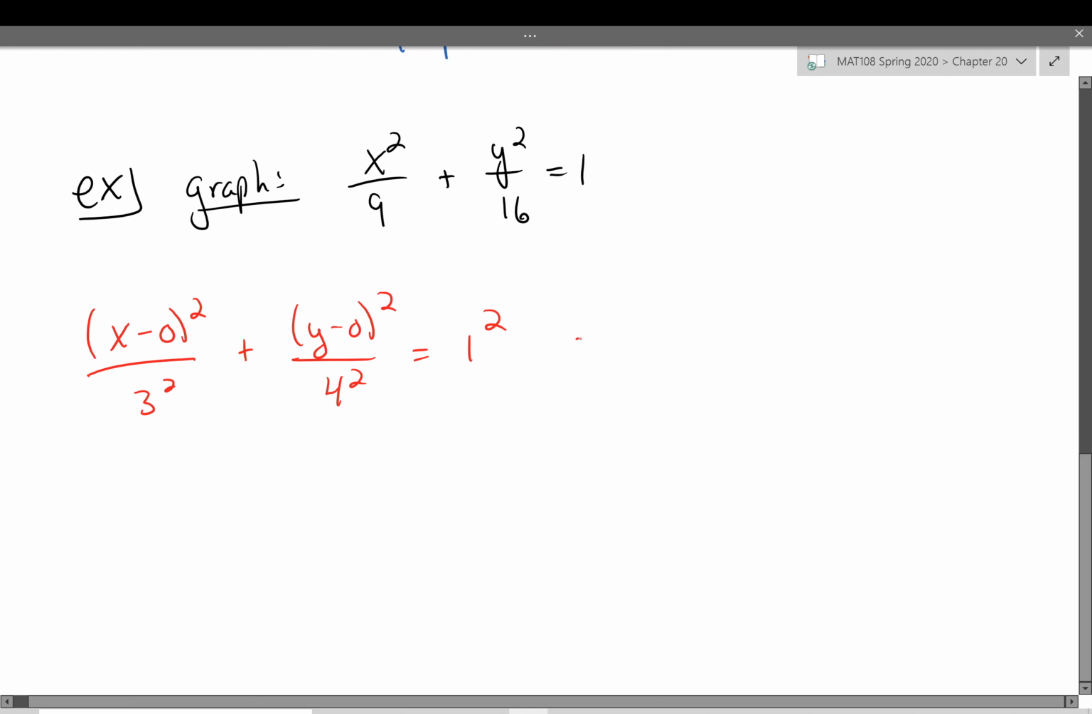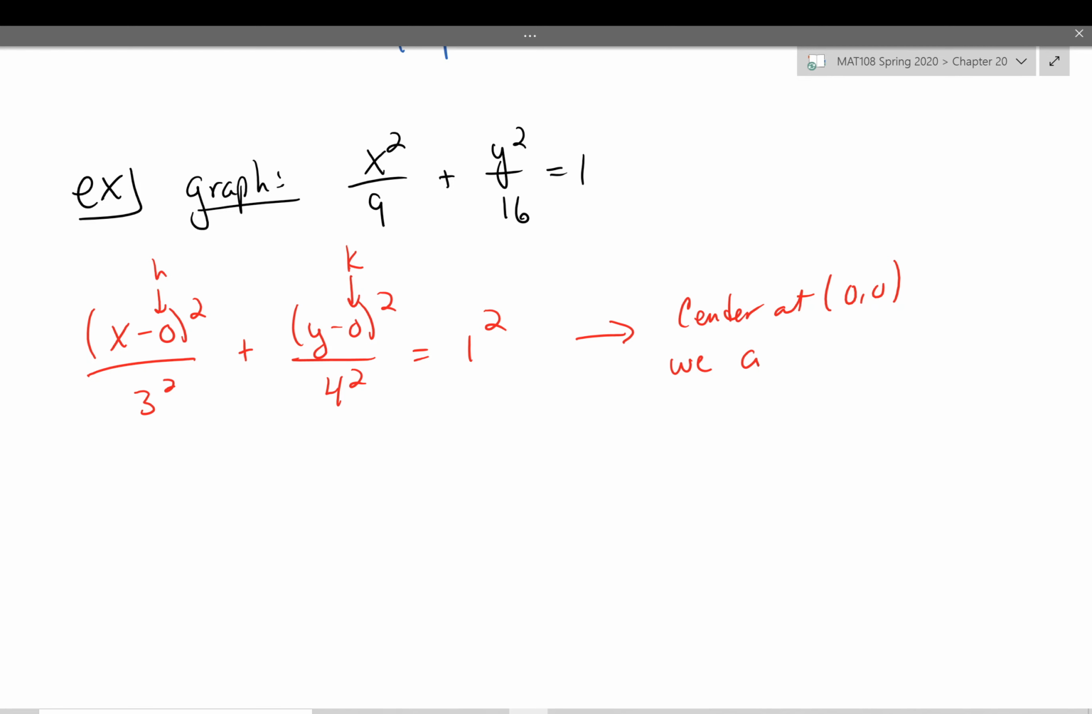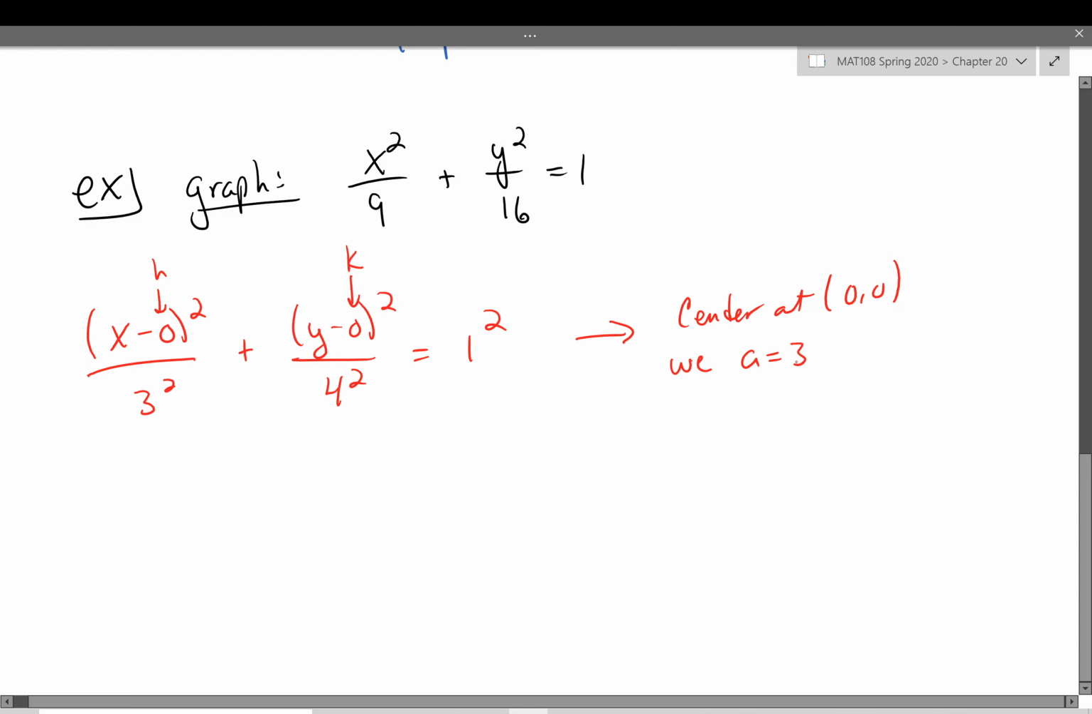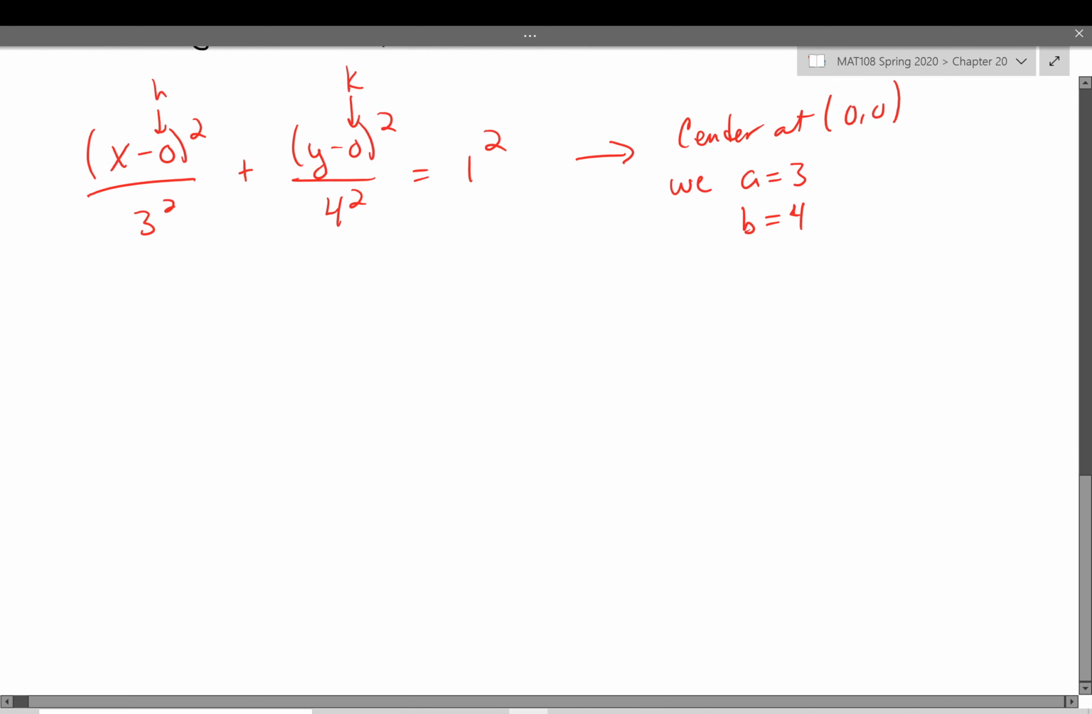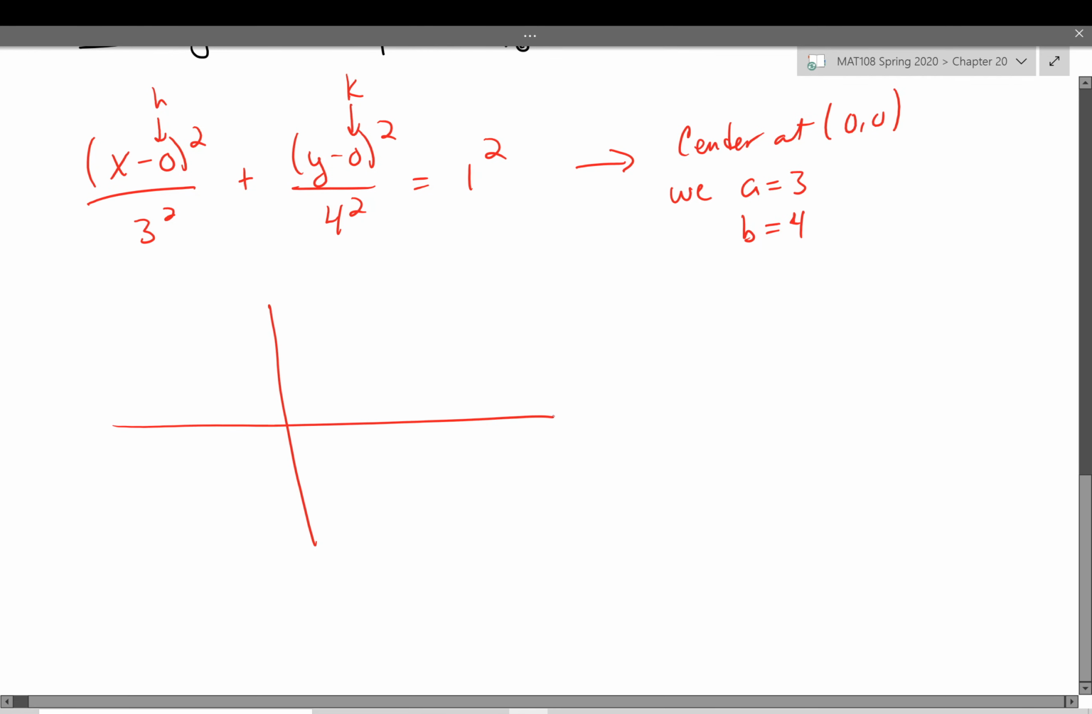And hopefully from here you can see that we have the center at 0, 0. There's my h. There's my k. Now we know the distance from the center to the right side is going to be 3. Okay. And b is going to be 4. So what we're going to do here is set up the x and y axes: 1, 2, 3, 1, 2, 3, 4, 1, 2, 3, 1, 2, 3, 4. Okay. And let's go ahead and label this.